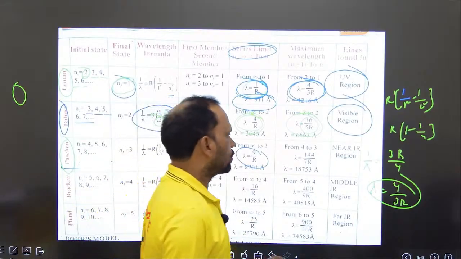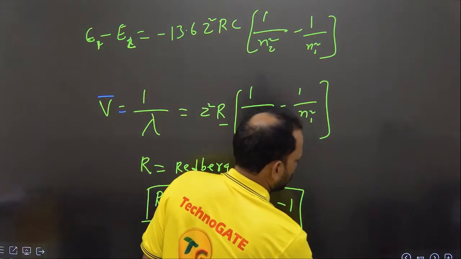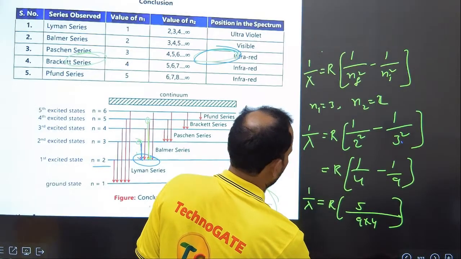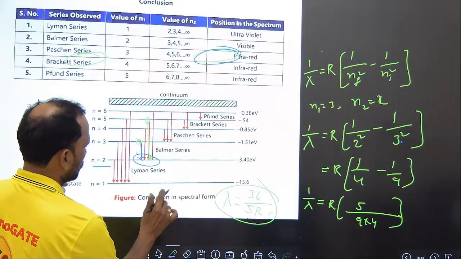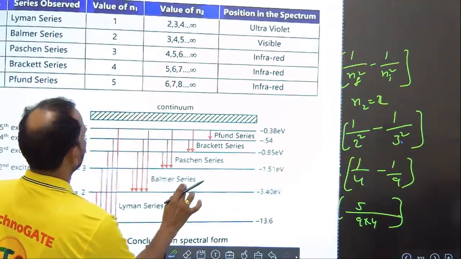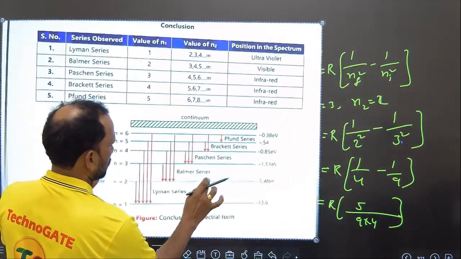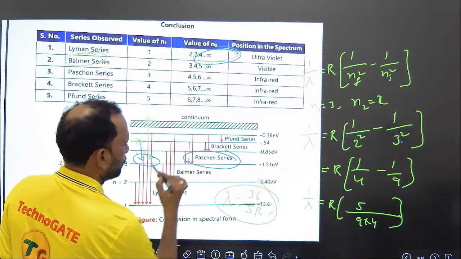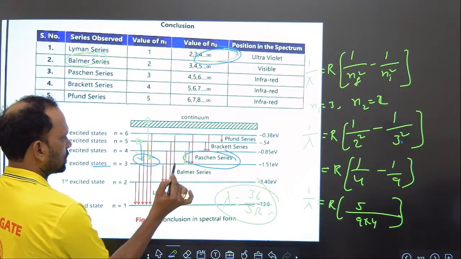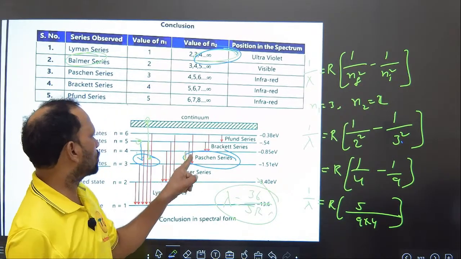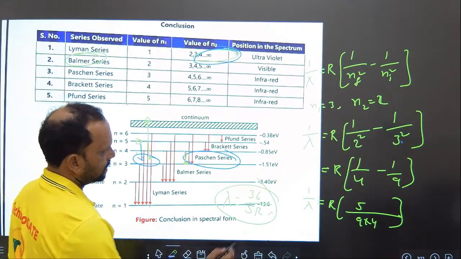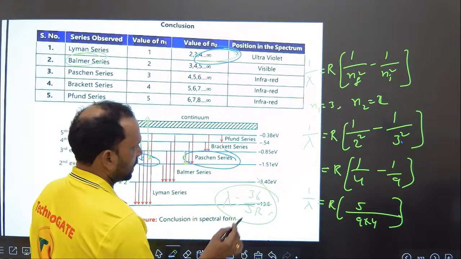So next, the Paschen series. Where does Paschen go to? This is the Paschen series. In this Paschen series, where does it come to? It comes to n is equal to 3. From where? From n is equal to 4, 5, 6 to n is equal to 3. If we substitute in this equation, then we will get results like this.